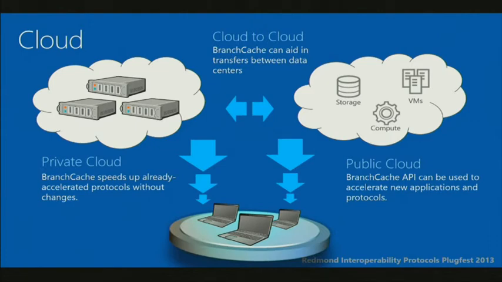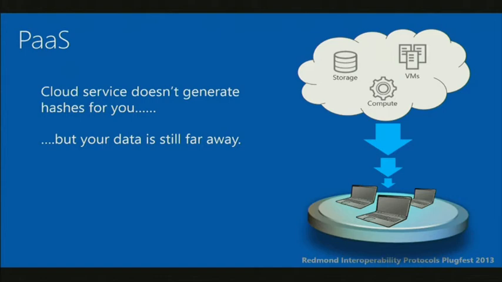You can use it when you're transferring data between two data centers, if you have data that needs to be replicated. And if you're dealing with public cloud infrastructure that doesn't support branch cache on the server side, all the same problems still exist. Even if it's not generating hashes, your data is still far away, and there are advantages that you could get by using branch cache to hit it locally.